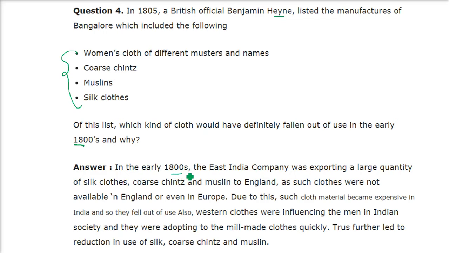In the early 1800s, the East India Company was exporting a large quantity of silk clothes, coarse chintz and muslin to England because they were not available in England and even in Europe. Because of this, these cloth materials became expensive in India, so they fell out of use. Western clothes were influencing Indian men, and society also tried to adopt mill-made clothes quickly. So this further led to a reduction in the use of silk, coarse chintz and muslin.